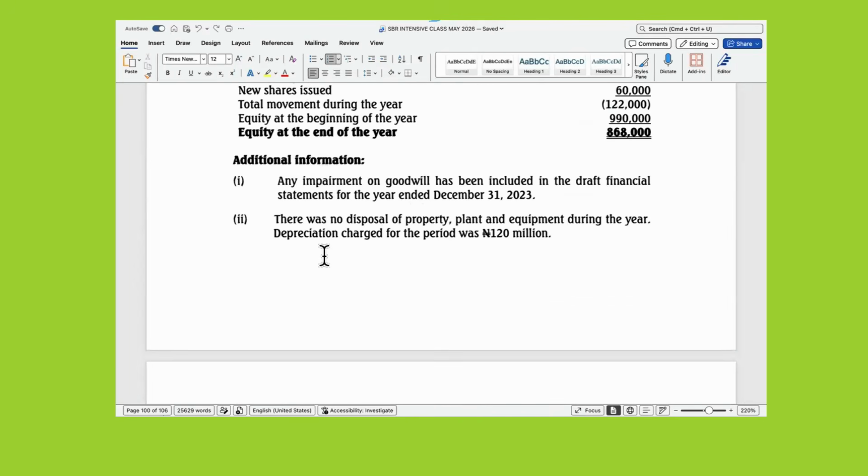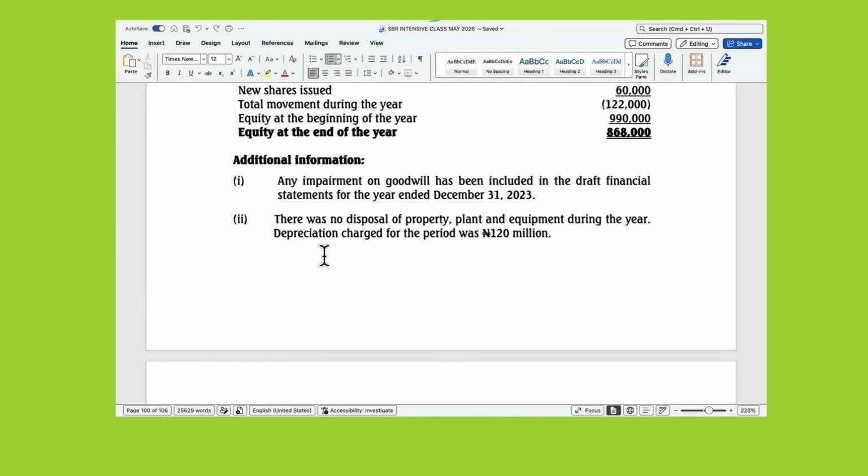So they give us some additional information. They said any impairment on goodwill has been included in the draft financial statement. So this one is telling us that there is an impairment in goodwill.